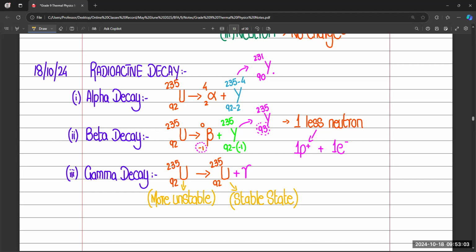Proton is increasing, neutron is decreasing, but overall mass remains the same in the nucleus, right? Okay, so got it. Wait, I want to note it down.